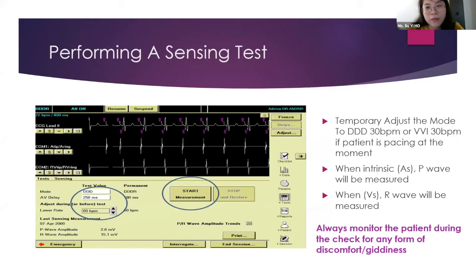So how do we perform a sensing test? If the patient is pacing at that moment, I will lower the rate to maybe DDD 30 and stretch the AV delay to do a sensing test. If I'm still unable to get R wave sensing, I will then proceed to change the mode to VVI 30 beats per minute. During this time, I'll make sure that my patient, especially patients with complete heart block, is not feeling any form of discomfort, and also ensure that a crash cart is nearby should we unfortunately induce bradycardia-induced torsades.